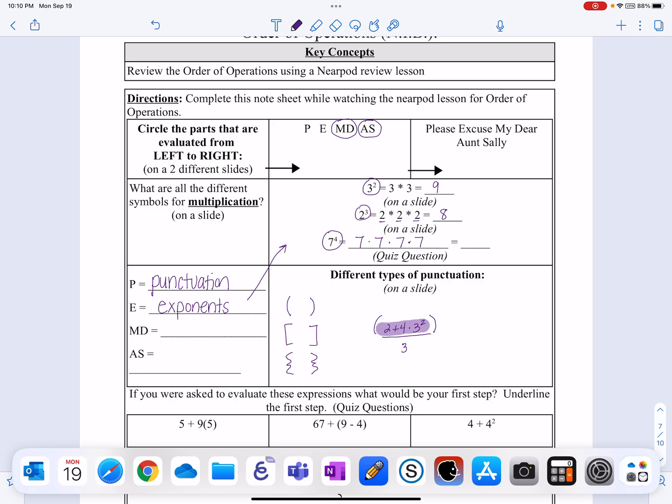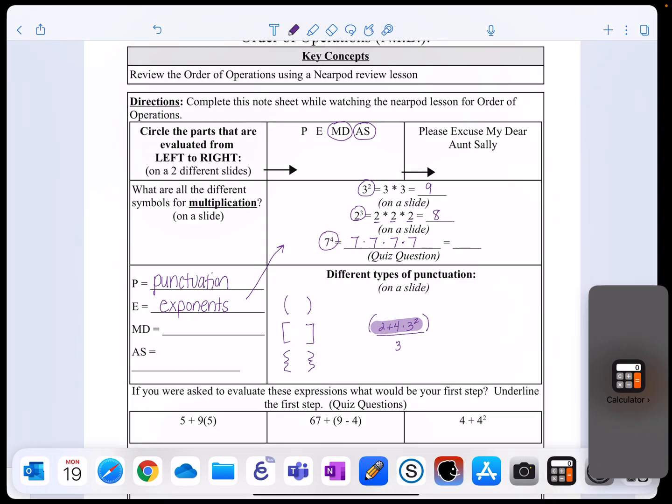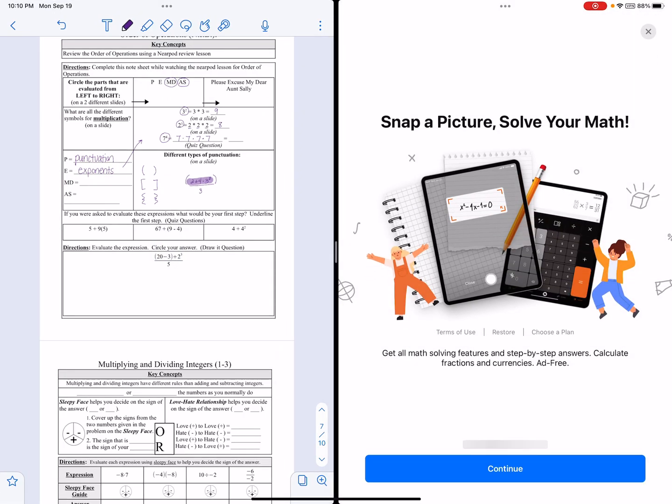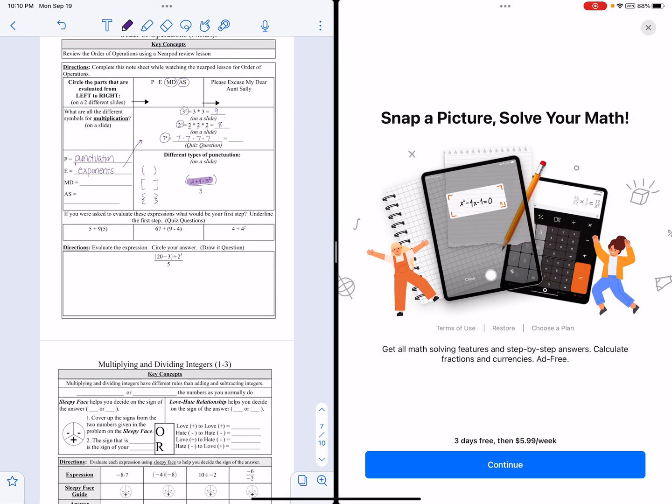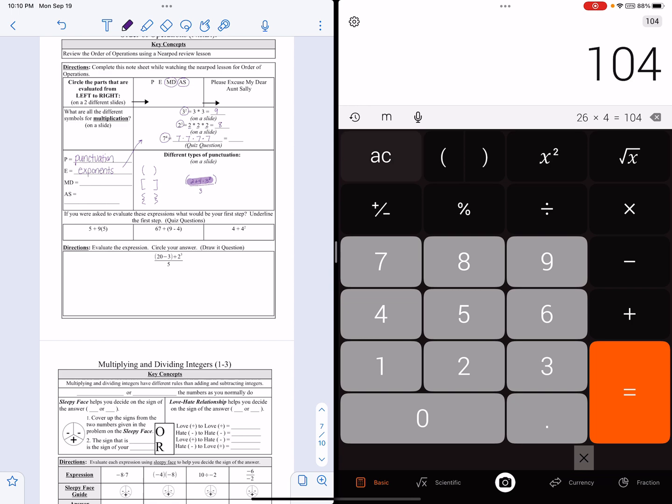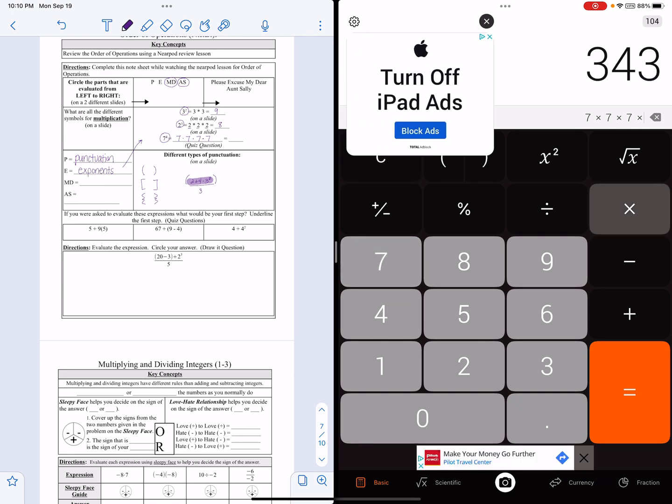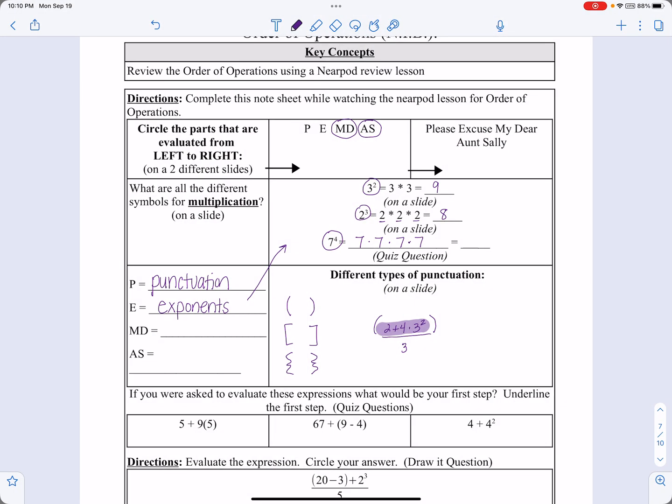And let's just see what that is real quick. If we pull up a calculator here, you could do it on the side, but why not just do it on here real quick? So we have 7 times 7 times 7 times 7 equals 2,401. All right, so we have 2,401, okay, which is a lot different than 7 times 4.